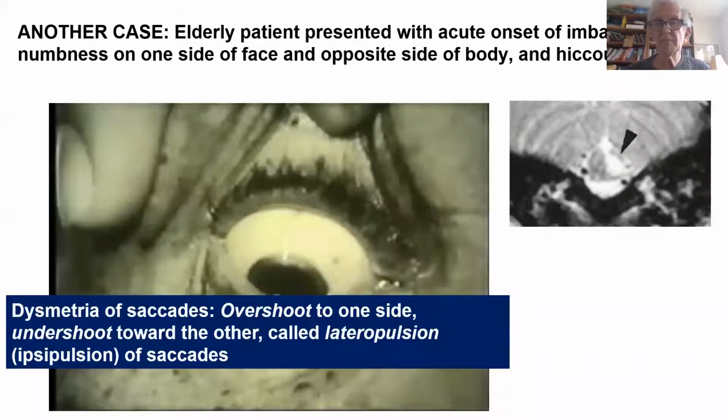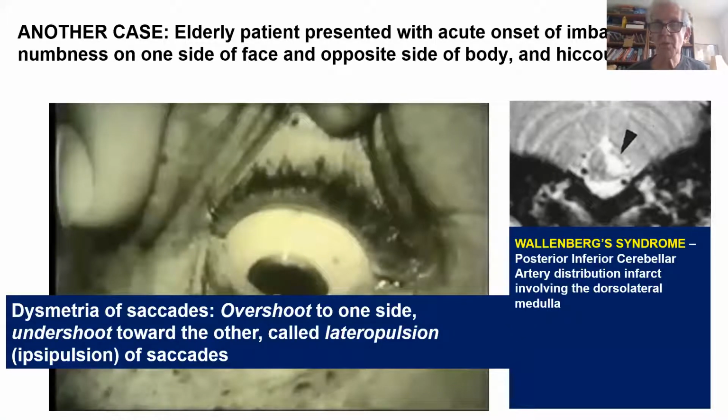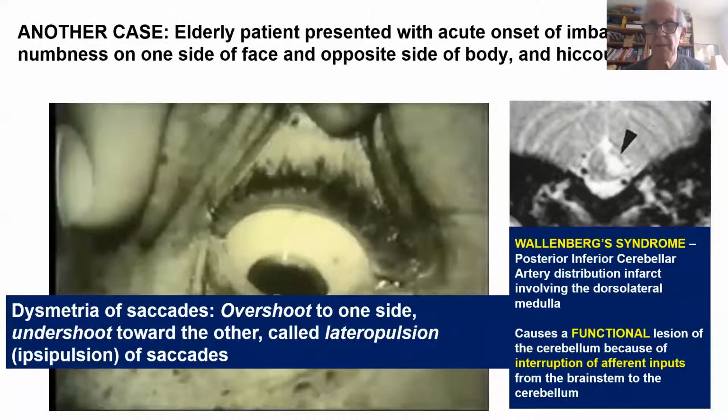There's the lesion. I think you can all see that on the MRI. It's in the dorsal lateral medulla. This is Wallenberg syndrome. It's a PICA distribution infarct involving the dorsal lateral medulla. We'll come back to that.